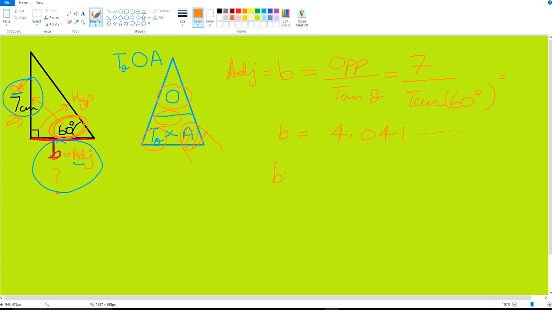Now we need to round off to 1 decimal place. So to do the 1 decimal place, we have to stop here. We look at the next number, that's called our decider. If it's less than 5, we leave everything else alone. So we just copy down 4.0 centimeters, and that gives us the answer, the value of B.